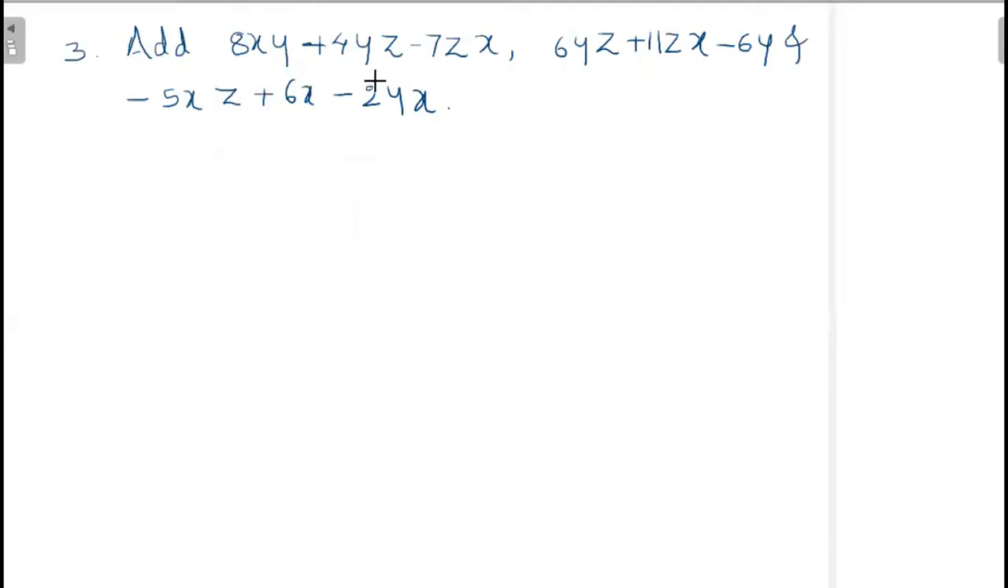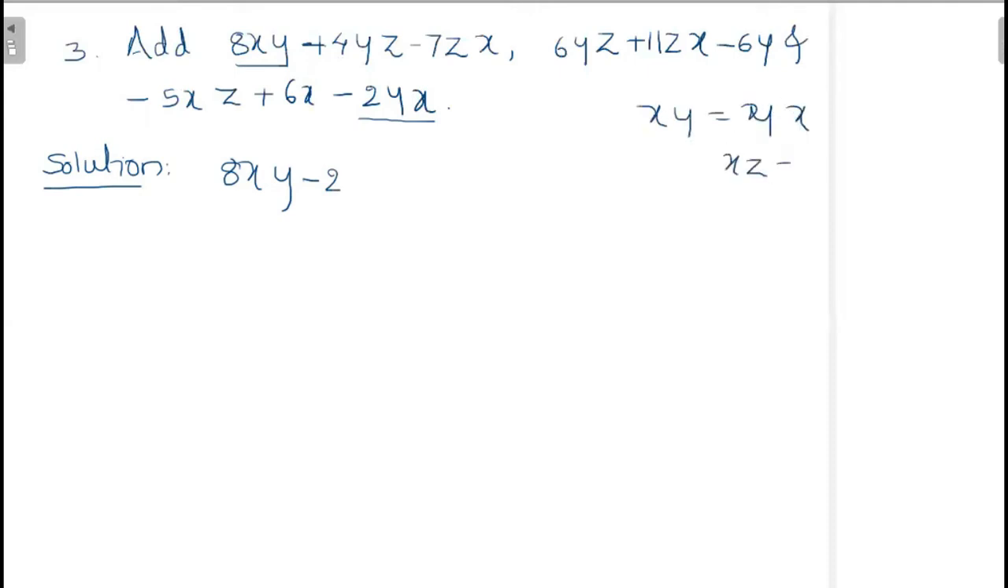Next example. Add 8xy, 4yz, minus 7zx. Here also yz, zx, y term is there. And x squared, xy, yx term is there. Solution, how you have to do, we'll group the like terms. 8xy, this one I have taken. Next, take xy term, minus 2yx. One more important thing here, xy is equal to yx, both are same. xz is equal to zx, these are same. So minus 2yx, one group. So next, 4yz, yz terms you take, plus 6yz.